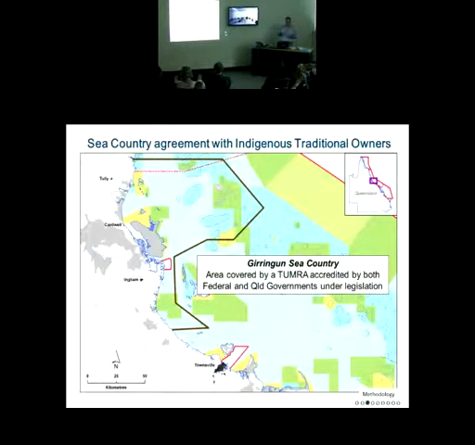This is the sea country agreement we've negotiated with the traditional owners, in this case for the Girrigan Sea Country. And they've developed a TUMRA, a Traditional Use of Marine Resource Agreement, which they brought to government, which is now accredited by both the federal government and the state government. And again, that gives it a legal backing, which says how they're going to manage their sea country. So again, it's a legal framework that sits on top of the underlying zoning.